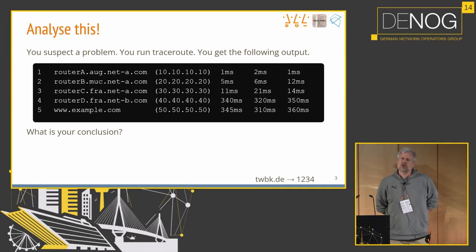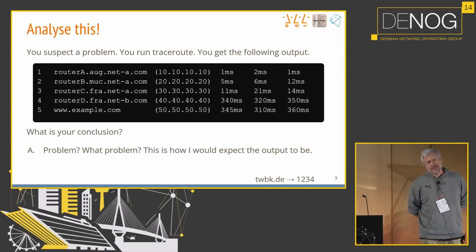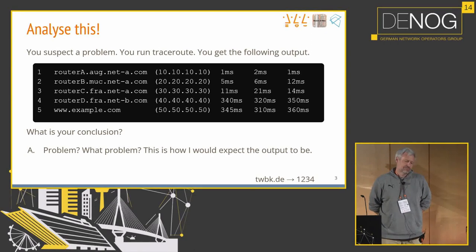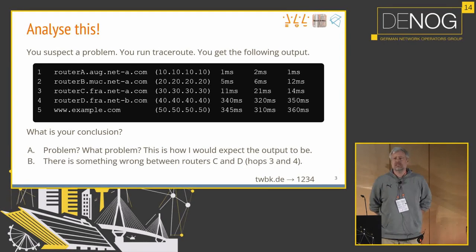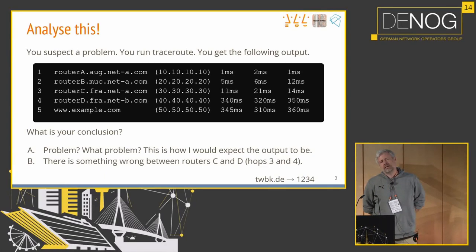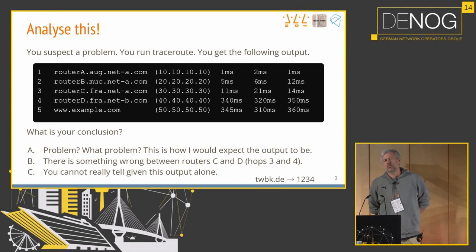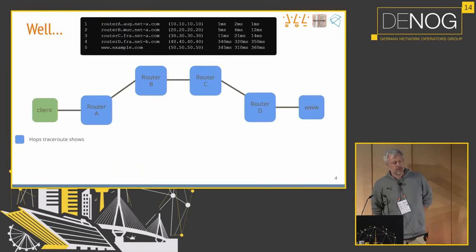And it's not that the router is sluggish in responding to ICMP messages or traceroute messages, which is something you might expect, because it persists. So if it's being forwarded to example.com, you still see high latency. So it's on the forwarding path as well. So you might draw conclusions like, I run a network like this. This is normal. Yeah, there's nothing to worry about. Maybe you say there's something between routers C and D, so that's hops 3 and 4 in this output, because that's clearly something within Frankfurt and that shouldn't add 300 milliseconds of delay there. Or you might say you can't really tell given the output alone. I need more information.